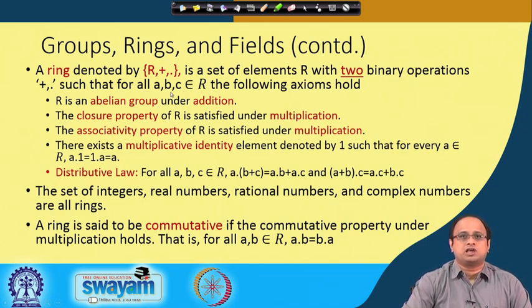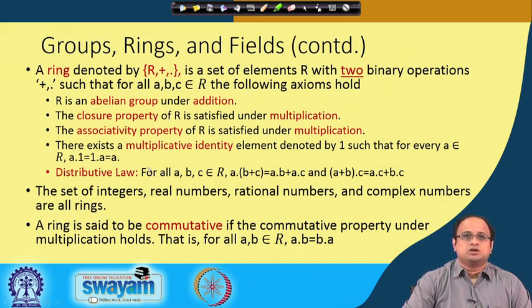For example, for all A, B, C which belong to R, that is the ring, the following properties hold. The first is that R has to be an abelian group under addition. Then, with respect to multiplication, the dot operator, the closure property of R has to be satisfied. The associativity property of R is also satisfied under multiplication. There exists a multiplicative identity element denoted by 1, such that for all A which belong to R, I can do A dot 1 or 1 dot A, and I get back A.